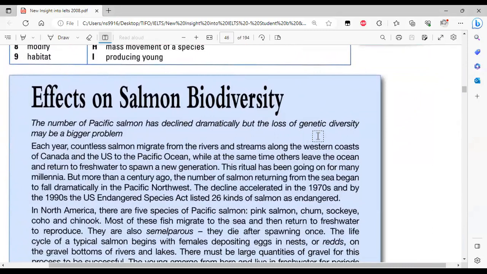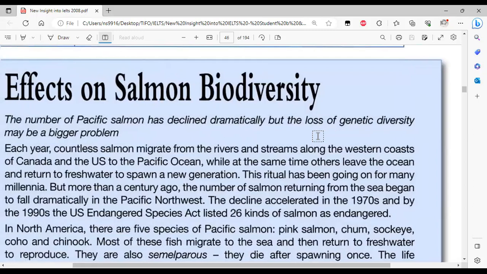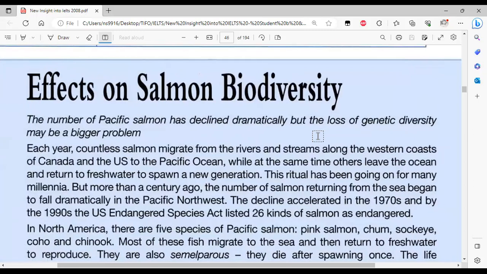Okay. So the chalk and talk. You know this. Before, teachers used to use chalk instead of markers. Now here we have a text: the effects on salmon biodiversity. Do you understand the word salmon? Yes, a type of fish. Very good. But the L is silent. We do not pronounce it. We say salmon. So this is a type of fish.